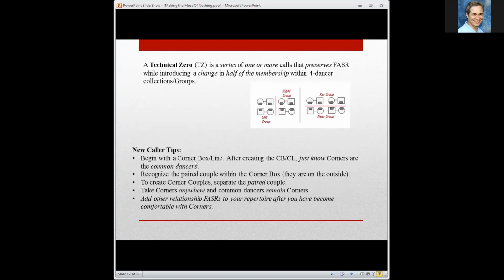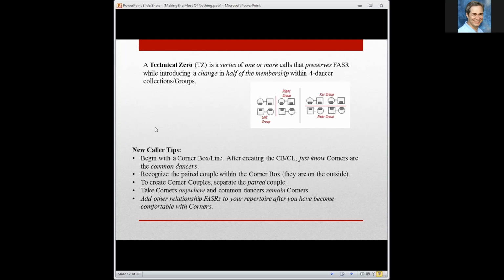Okay. Now recognize that paired couple within the corner box. And they can be anywhere. They could be here together, or they could be facing each other, or they could be here together, and so forth. So get used to figuring out who the paired couple is, what they look like. Okay. And when they're on the outside, you know you've got a corner box.